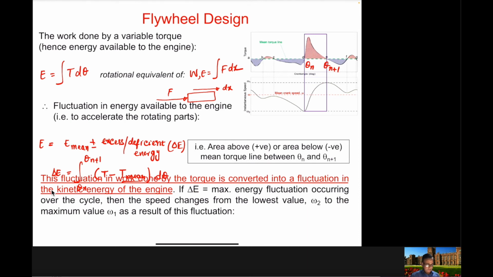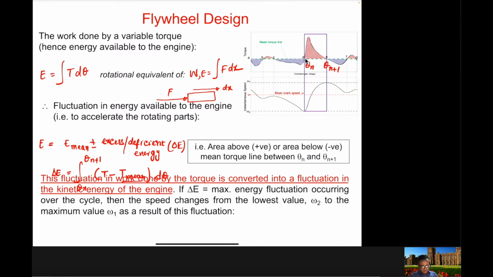So this fact is really important, and you will often use this during the numerical examples. For example, here the maximum energy fluctuation occurring is from theta n to theta n plus 1, so from D to E. And this is changing the speed of the crankshaft from the lowest value, which is omega 2, to the highest value, which is omega 1. And again, this energy is changing the kinetic energy of the crankshaft.